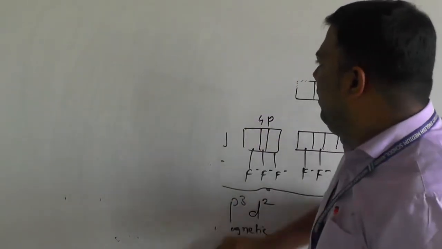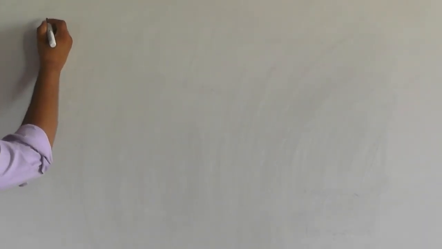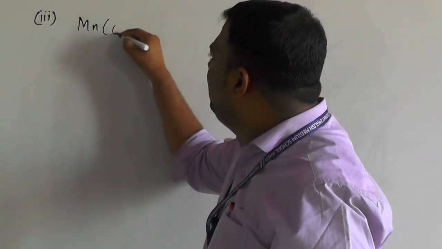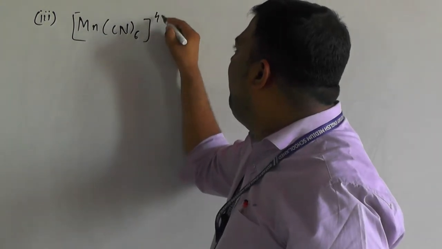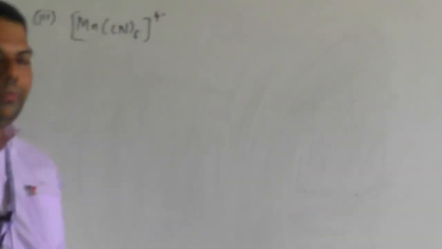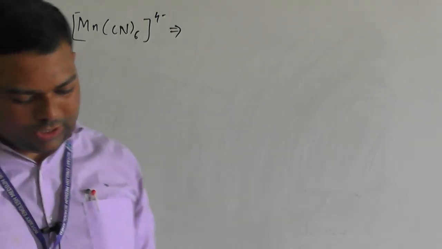See, third we will say example. Okay, so concentrate on this third example. In the third example, suppose I will write [Mn(CN)6]4-, [Mn(CN)6]4-. Now here also you must know everything. What will be the IUPAC name? Yes, your [Mn(CN)6]4-.